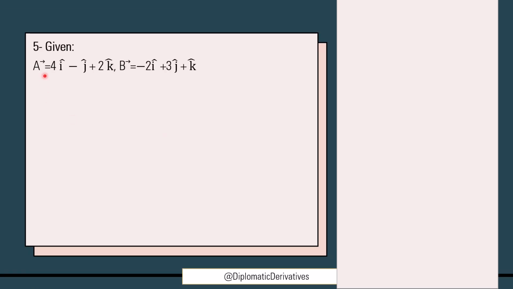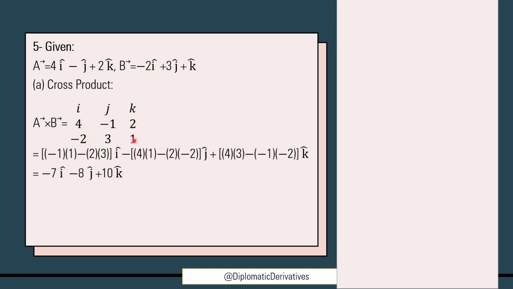Question number 5, given A is equal to 4i minus j plus 2k and B is equal to minus 2i plus 3j plus k. Now what you have to do, first find the cross product. So make the determinant i, j, k, and then this is how you make the determinant. So these are the components of A and the components of B, right? So use the formula. We know the formula, that is first this part, then this and this.